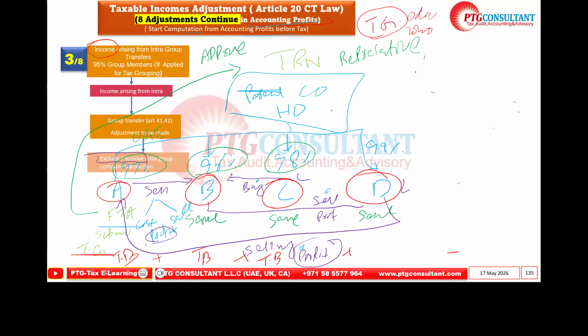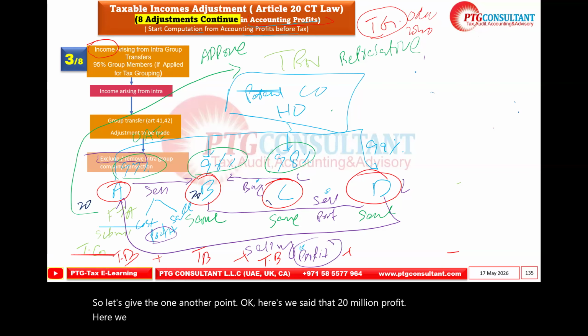So let's give one more point. Here we said 20 million profit, here another 20 million, here another 20 million, and here 40 million. In the same way, when moving the profit under the tax group and creating another tax group, what are we going to do?